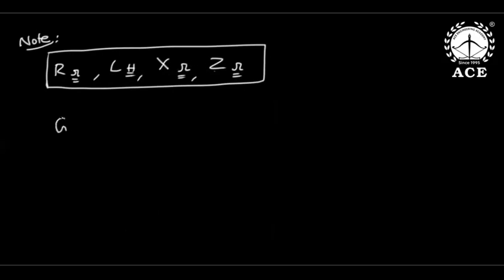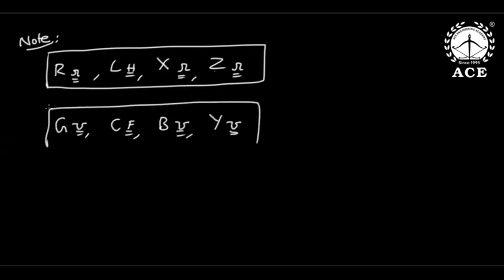Then the formulas for conductance in Siemens, capacitance in farads, susceptance in Siemens, and admittance in Siemens are another set, the reciprocal set. Why? Because for conductance V is I by G, for a capacitor V is 1 by C integral I dt, here V is 1 by jB, and here V is I by Y.